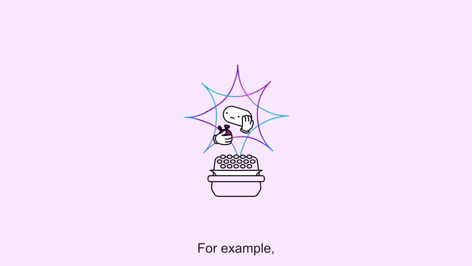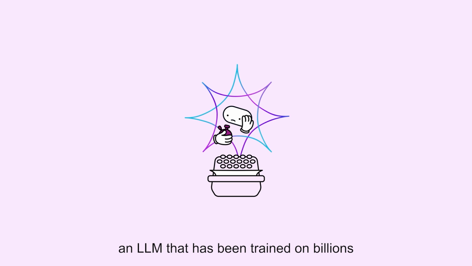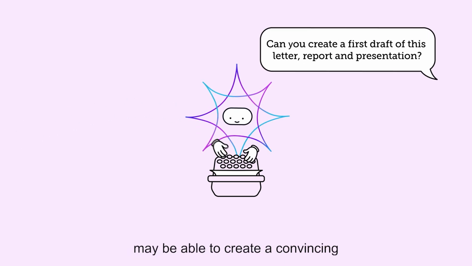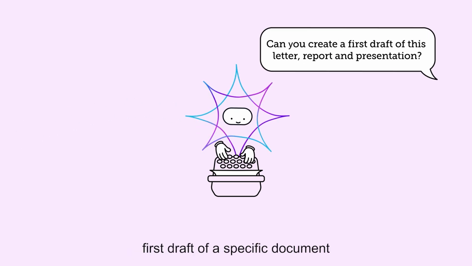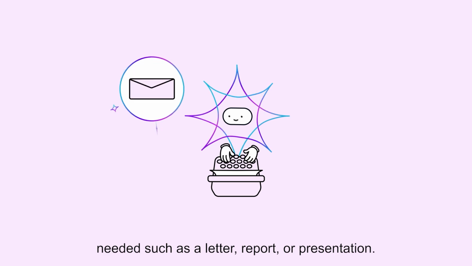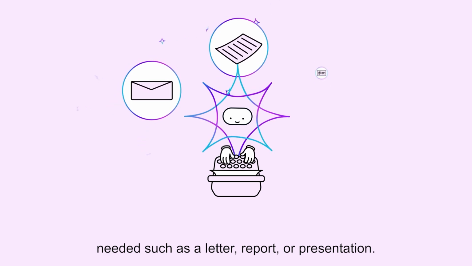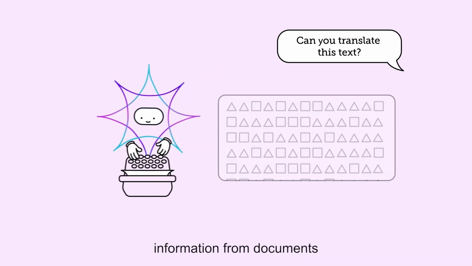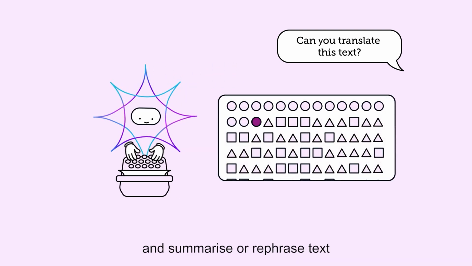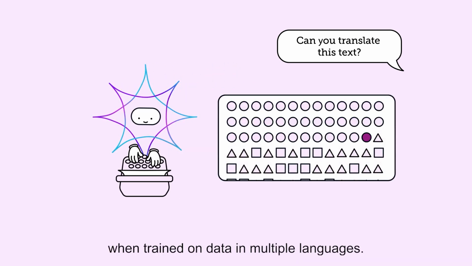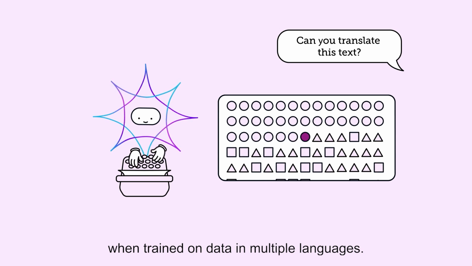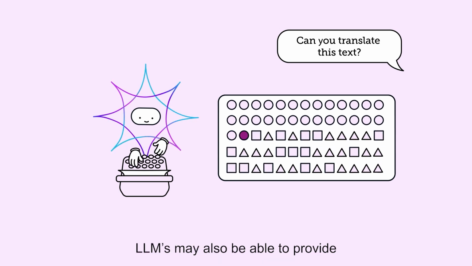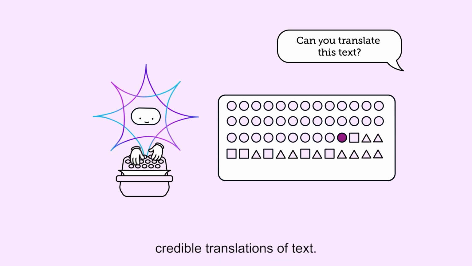For example, an LLM that has been trained on billions of different types of documents may be able to create a convincing first draft of a specific document needed, such as a letter, report, or presentation. Many LLMs can also be used to extract information from documents and summarize or rephrase text. When trained on data in multiple languages, LLMs may also be able to provide credible translations of text.